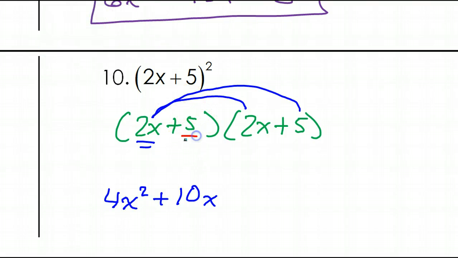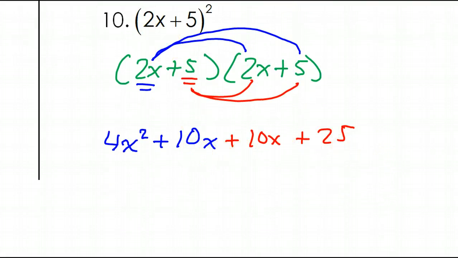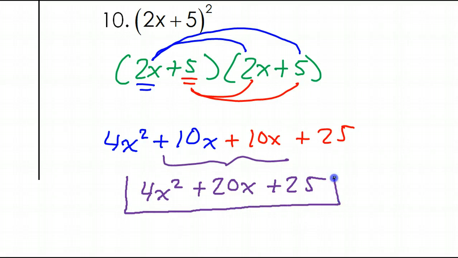And of course now we will distribute the positive 5 to both of these. 5 times 2x is 10x. 5 times 5 is 25. Okay, and as often is the case, we have like terms here in the middle. So together, these will make positive 20x. And we will bring down the 4x squared and the 25. Okay, and that will be your answer to number 10.